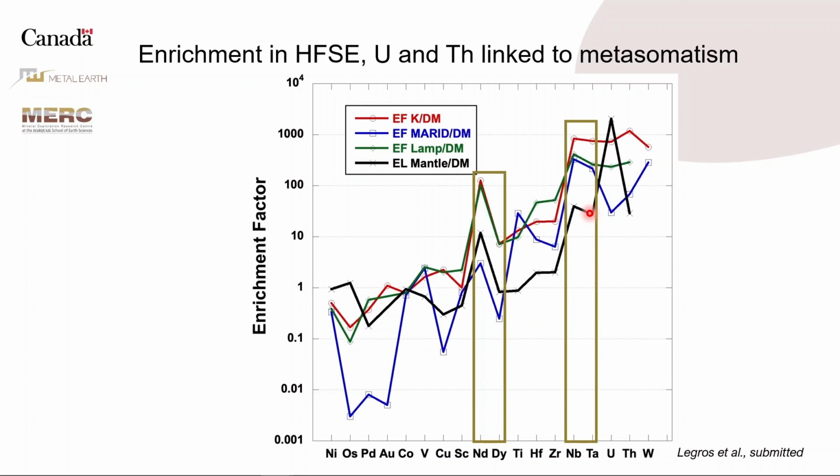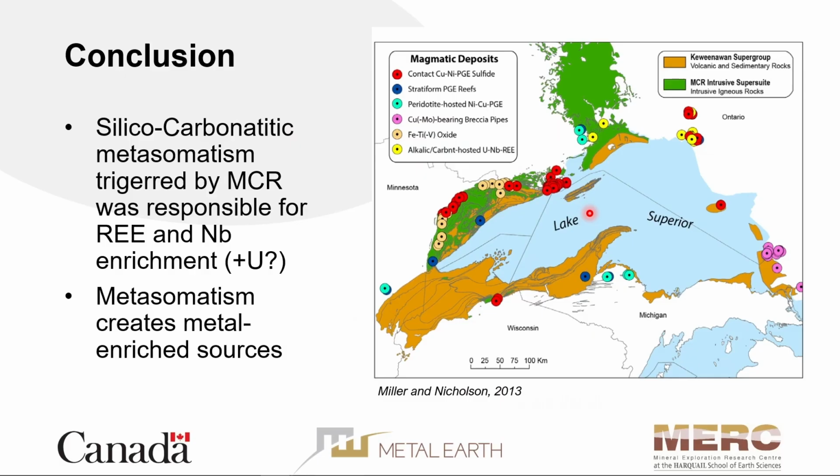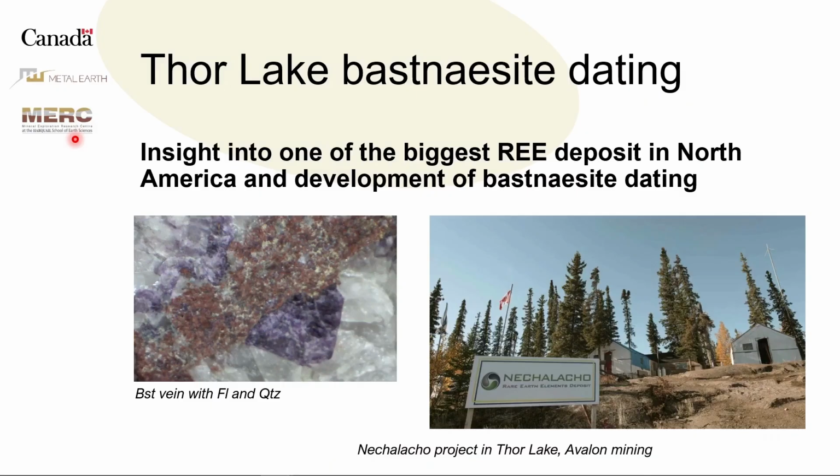And we clearly believe that this is creating these enriched sources that are then transported to form the crustal deposits. So this is our main conclusion from this study, that silico-carbonatitic metasomatism created this source, and then low-degree melts transported them to the crust. The second part of this talk is about Thor Lake bastnaesite dating.